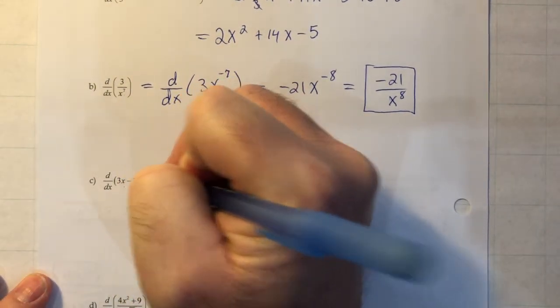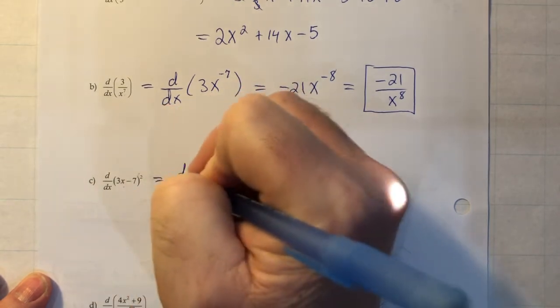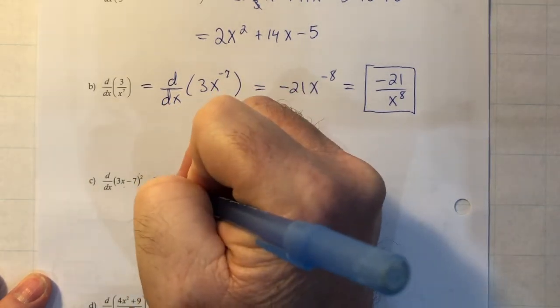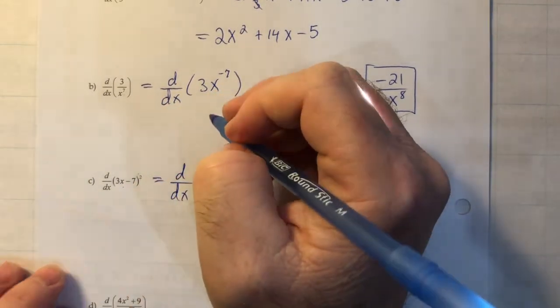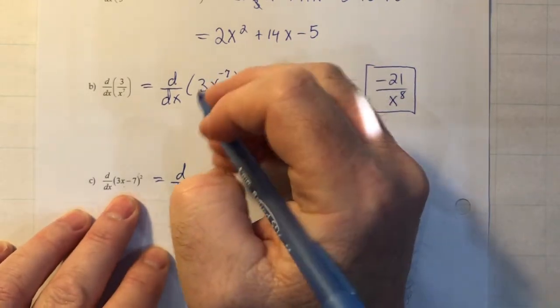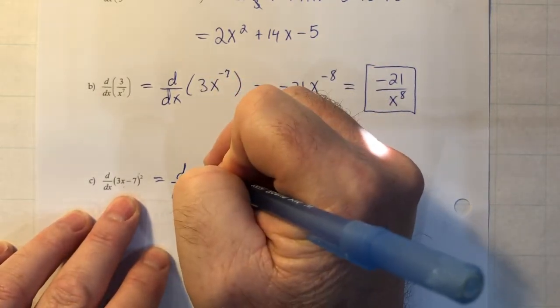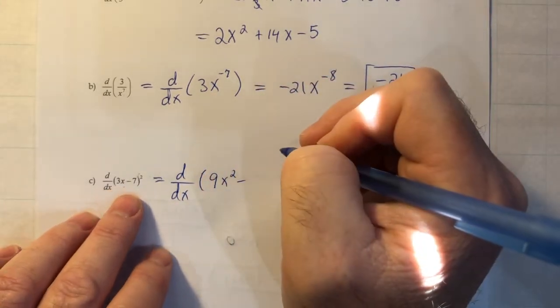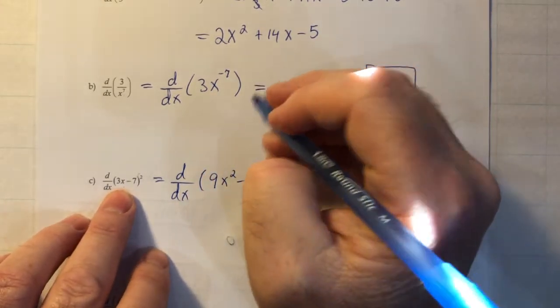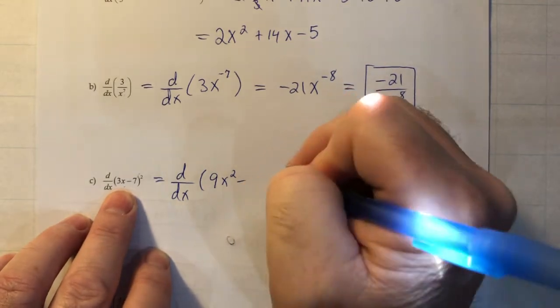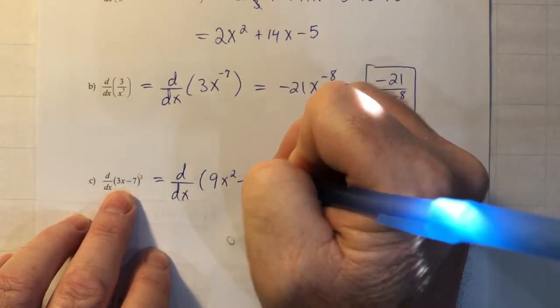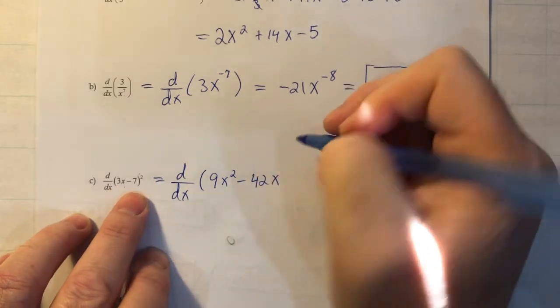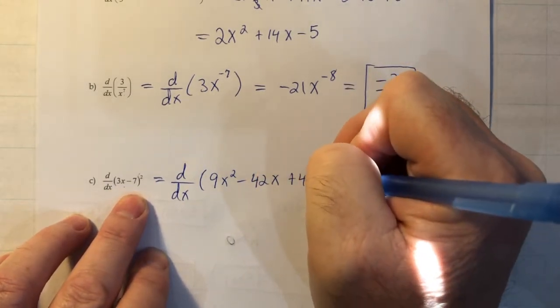So the way we handle this is to actually go ahead and do the squaring, which you could do by FOIL or by formula. I'm going to use the formula. When you square a binomial, you end up with the first term squared, 9x squared, minus the product of these two, negative 21x doubled. It's a minus 2ab in the formula, so that'd be minus 42x, plus the last term squared, which would be 49.